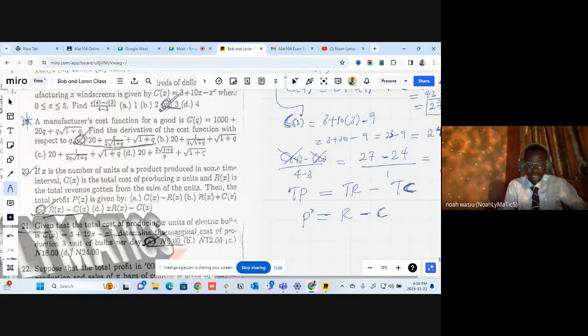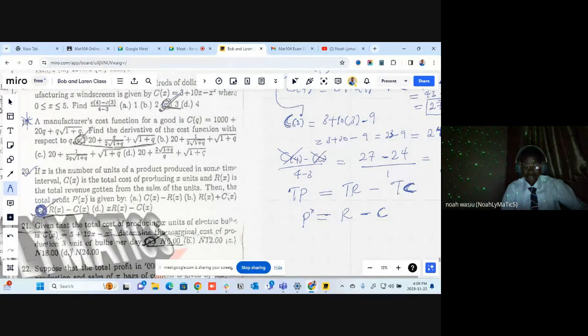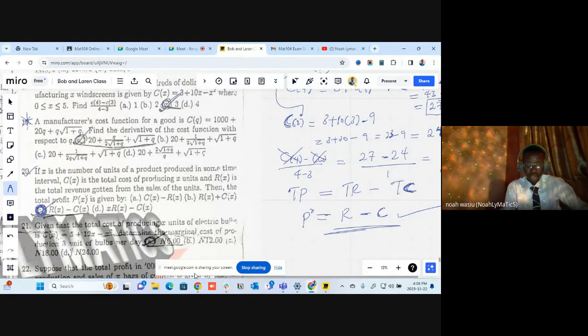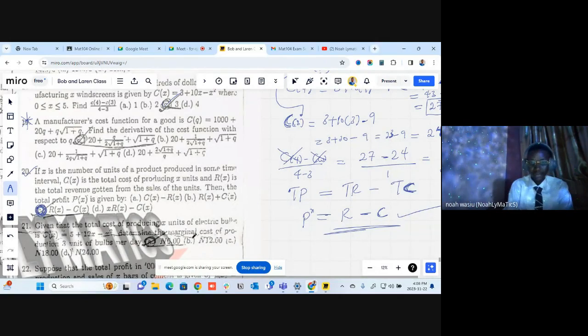So which one is correct among all this? See it here. That means C is correct. Okay, R minus C. C is correct. Is that clear? I also want to look for another question on marginal revenue before I come back to that question number 19.